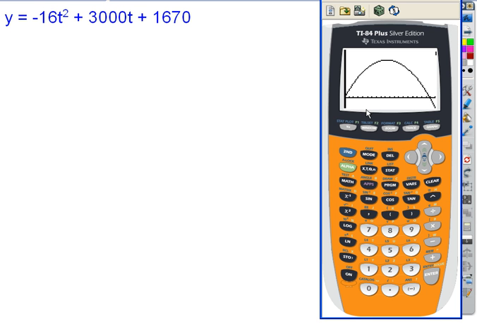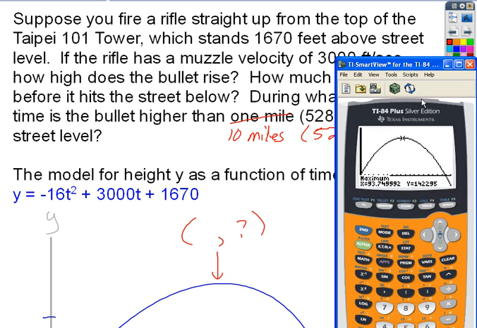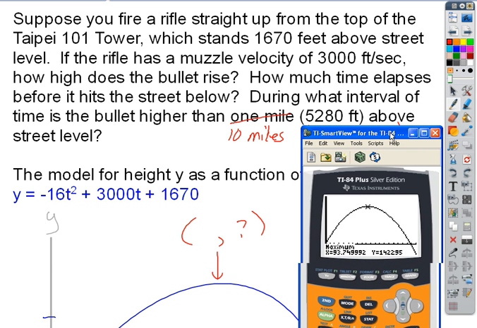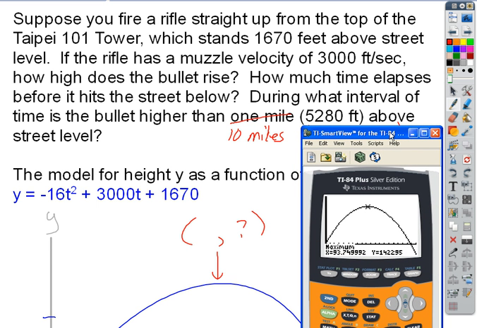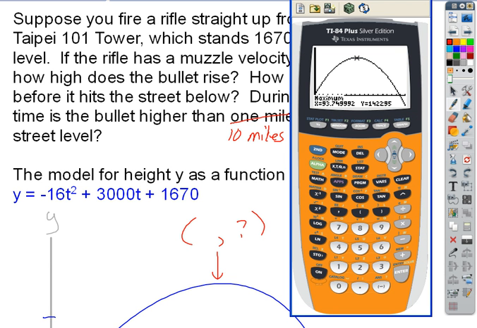Now, what about the other questions, though? There were a couple more questions we were dealing with here. We wanted to know how much time elapses before it hits the street below. Where would that be on our graph? The x-intercept, right there. Yeah, I'd want to find that zero, wouldn't I? And we know how to do that. We've done one like that.